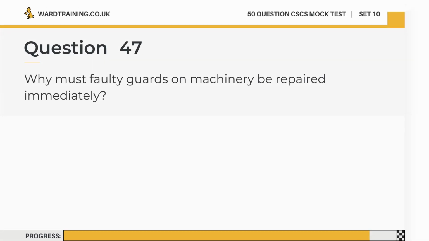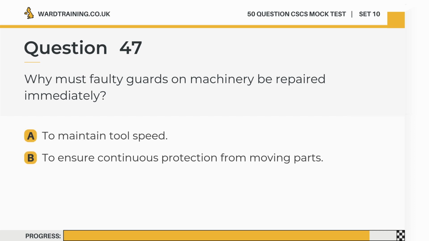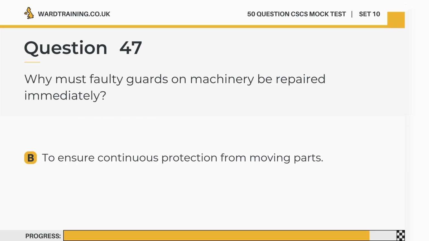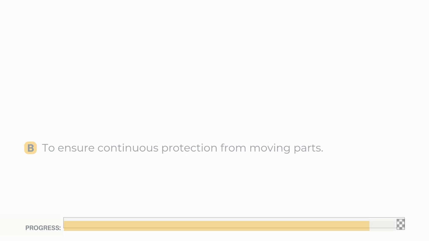Question 47. Why must faulty guards on machinery be repaired immediately? A. To maintain tool speed. B. To ensure continuous protection from moving parts. C. To improve power efficiency. D. To reduce production noise. The correct answer is B, to ensure continuous protection from moving parts.